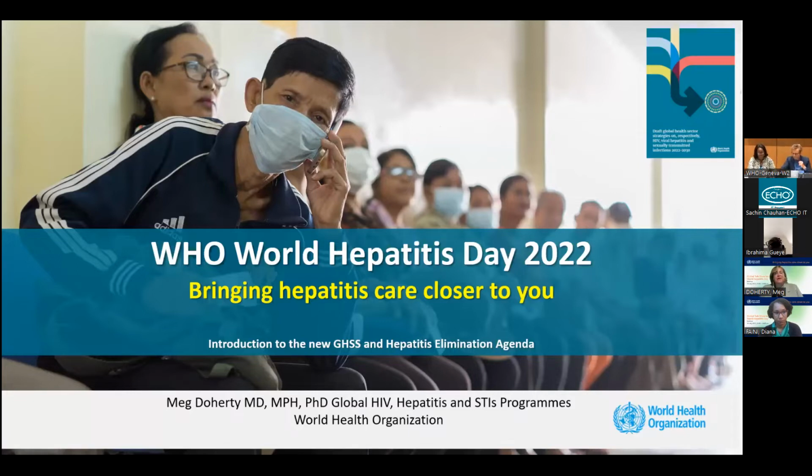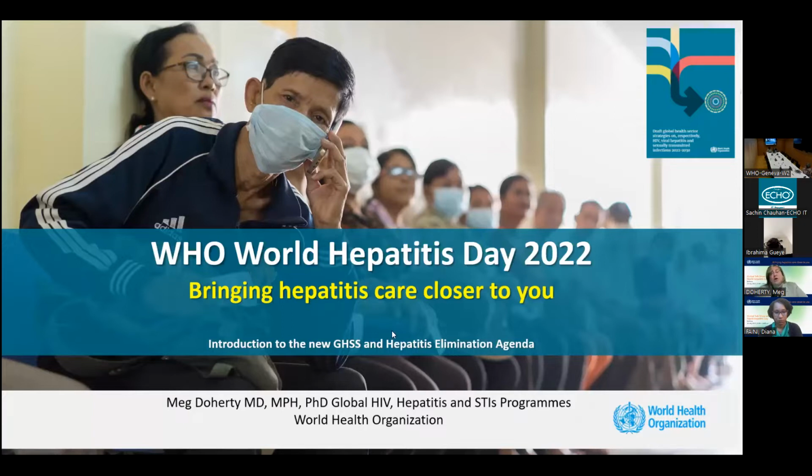Well, we know that WHO, through both the strategies as well as through the work that we're doing on norms and standards, we're working towards bringing hepatitis care closer to you, simplifying it, decentralizing it, and ensuring that everyone has access. So for example, as a scene setter, you're quite well aware, we hope by this time, that we have 296 million people living with hepatitis B, 58 million with hepatitis C, every year 3 million new infections and 1.1 million deaths. This is a high burden.